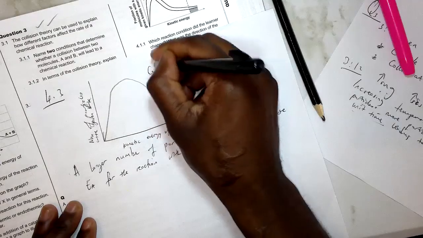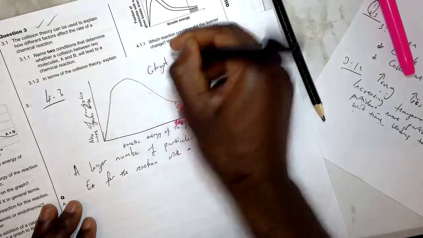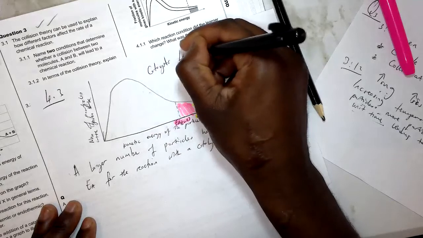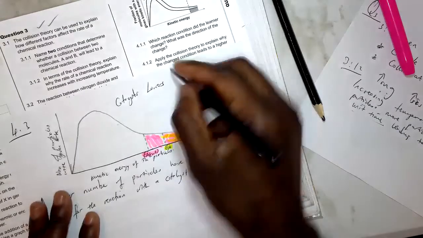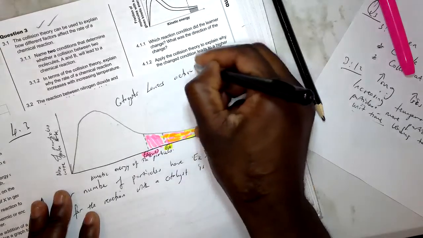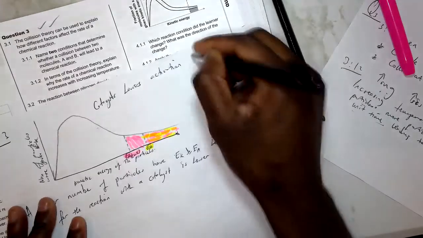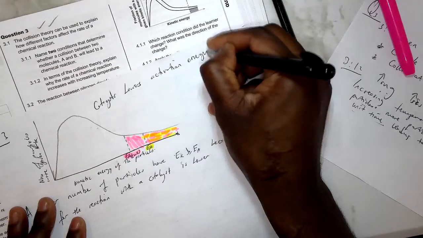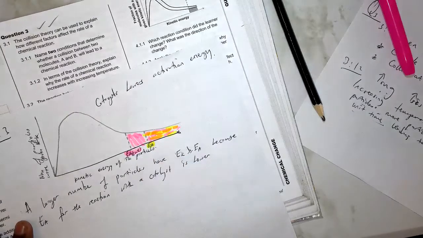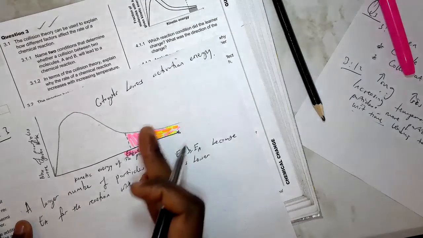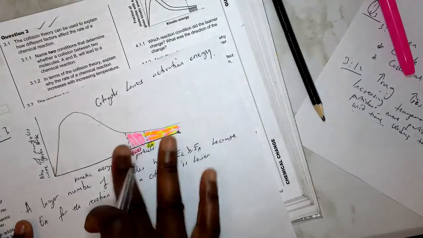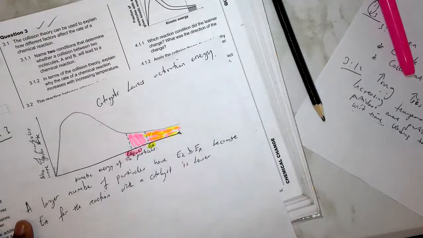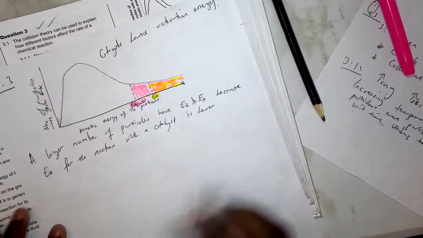So a catalyst lowers activation energy. You must master this, guys. You must master this. A catalyst lowers activation energy. So you must know that when you see two activation energies, you know that, oh, I got you, that's a catalyst. Okay.